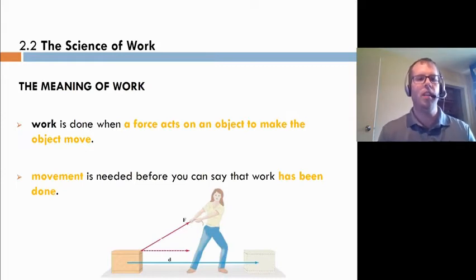All right, so let's start things off here with what is work? What is the meaning of work? And in science, work is done when a force acts on an object to make that object move. And it's very important to make note here that the force that's being applied and the direction the object moves must be in the same direction.